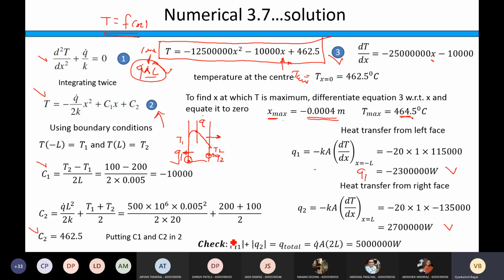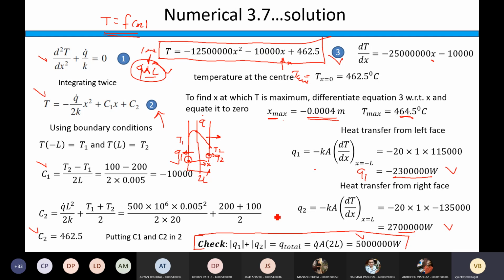So check here. This is the final check. So Q total will be the modulus, I am taking the magnitudes, not the signs here. So the sum of the magnitudes of these two must be equal to Q dot into A into L. As I said, L you should take as the total length, and we are measuring L from the center. So this total length we assume 2L, remember this, right? If you put that here, it will be this term. So this is how you should cross check at the end.